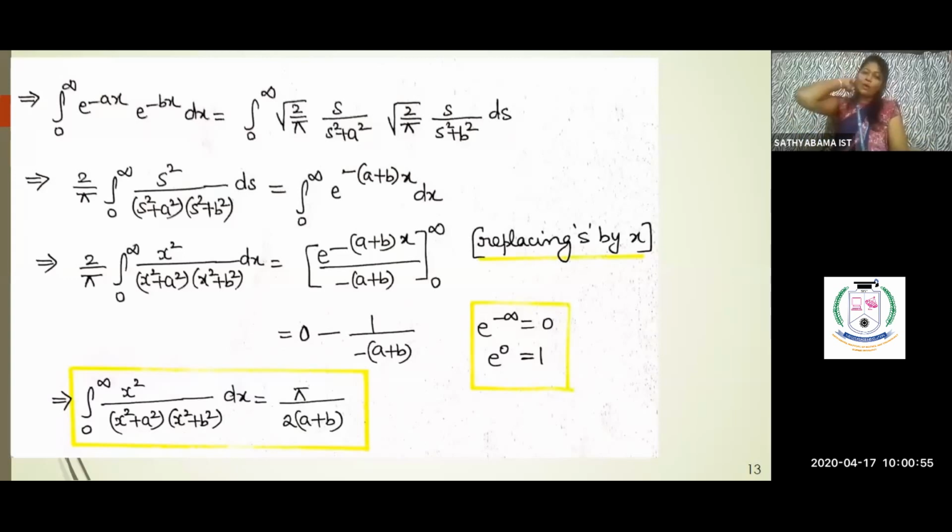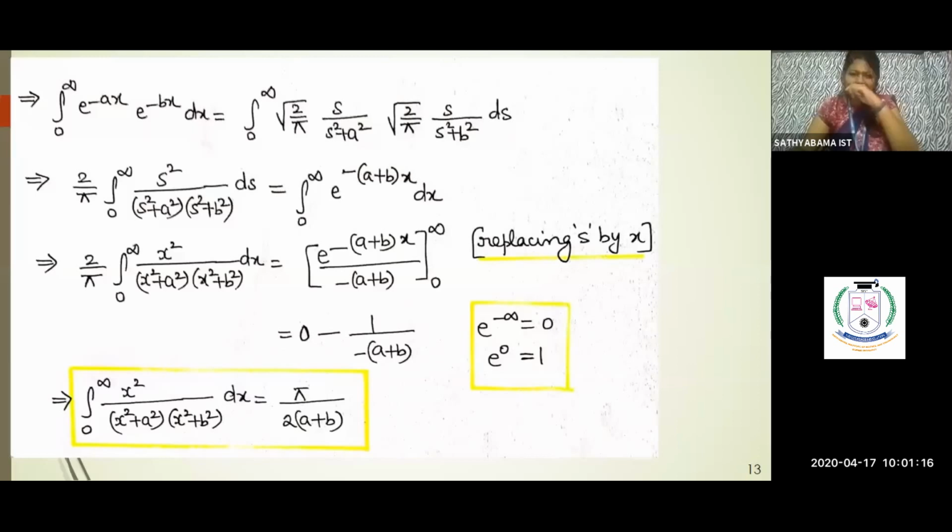Now I want you to integrate. What is the integral of e power minus of (a plus b) into x? It is e power minus of (a plus b) into x divided by, because you are integrating, you'll have to divide by the constant. What's the constant here? Minus of (a plus b). Between the limits 0 to infinity.